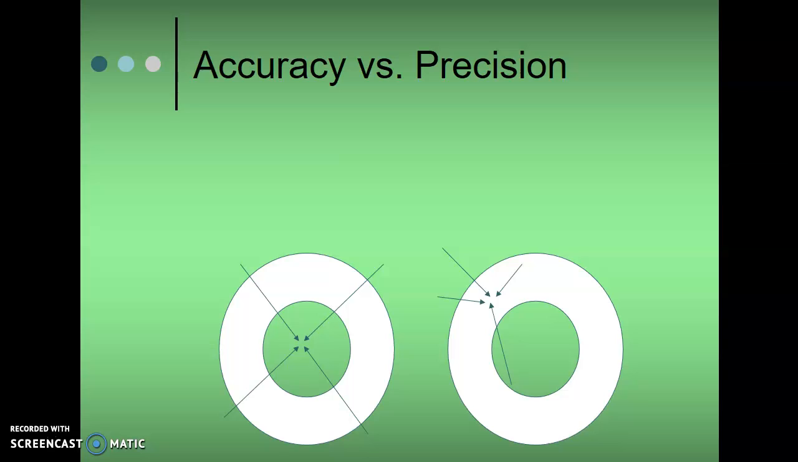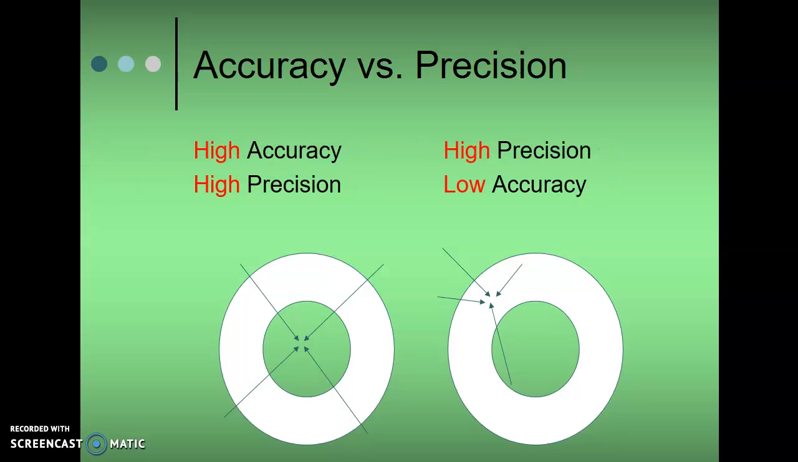On this slide, we have two targets. One of the targets has arrows all together and in the middle. That's the one on the left. And the one on the right has arrows all together but not in the middle. So if we were looking at these, the one on the left would have a high accuracy and a high precision. They are all towards the middle, which is what we are trying to get on a target. They are all generally in the same area. That is precision. The one on the right is going to have a low accuracy and a high precision because they are together in the same general area, but they are not in the middle, which is the true or accepted value, which is what we are looking for.